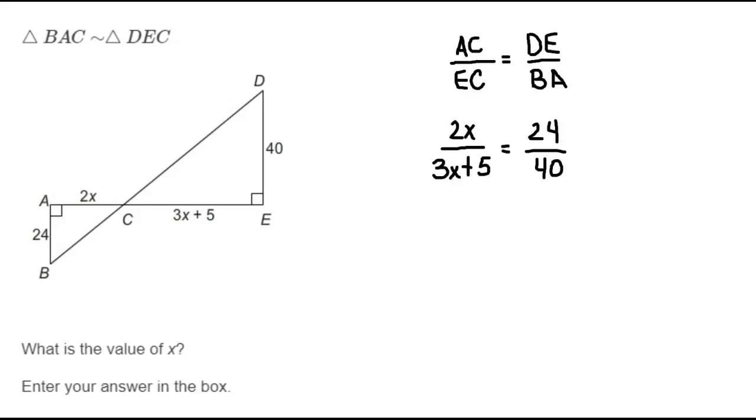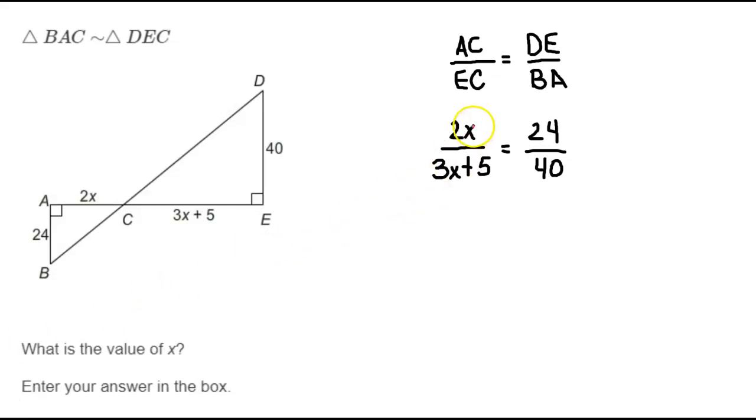Here I've set up the proportion so that AC is divided by EC. So we've got AC as 2x and EC as 3x plus 5. And I've set that up equal to DE divided by BA, which is 24. So here's BA right here, 24 divided by 40. Now I'm going to cross multiply.